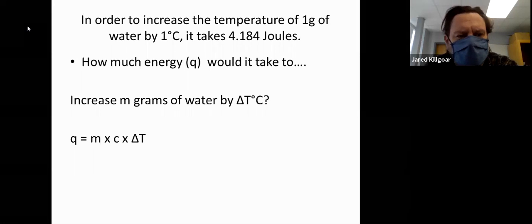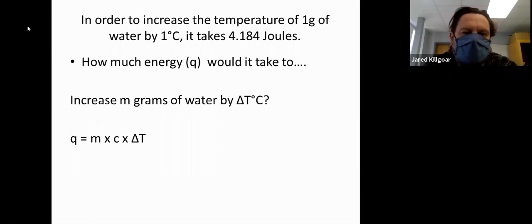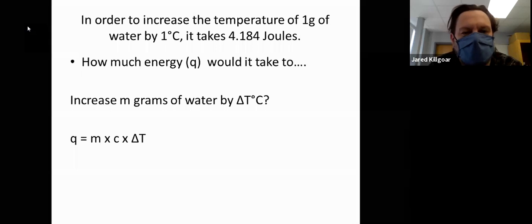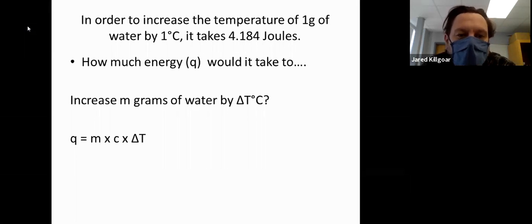So here we're going to talk about the heat equation when you're changing the temperature of a single phase of matter. So we just went over a couple problems relating to the specific heat of water, where in order to increase the temperature of 1 gram of water by 1 degree Celsius, one requires 4.184 joules. Now that's a constant. That means the specific heat capacity of water is 4.184 joules per gram degree Celsius.